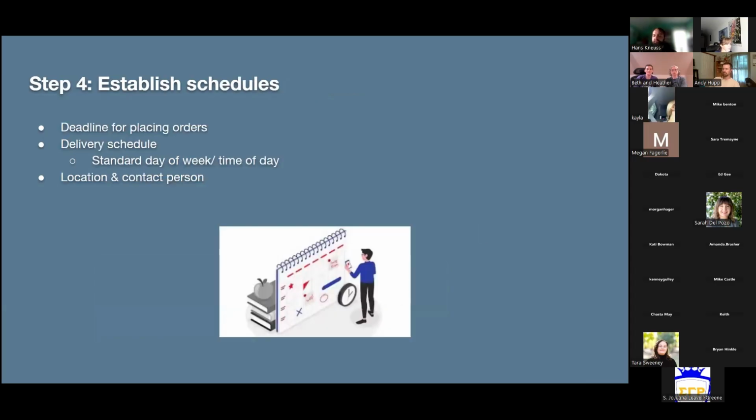Step 4, you want to make sure you're establishing schedules. So are there deadlines for placing orders? Do you have a set 5 o'clock on Monday in order to get Wednesday deliveries? You really have to determine how far of a lead time you personally need. Something like harvesting produce, you might need a little longer window of placing orders. If you're doing livestock, meat, that kind of thing, you have it ready to go. Maybe you only need 24 hours notice.